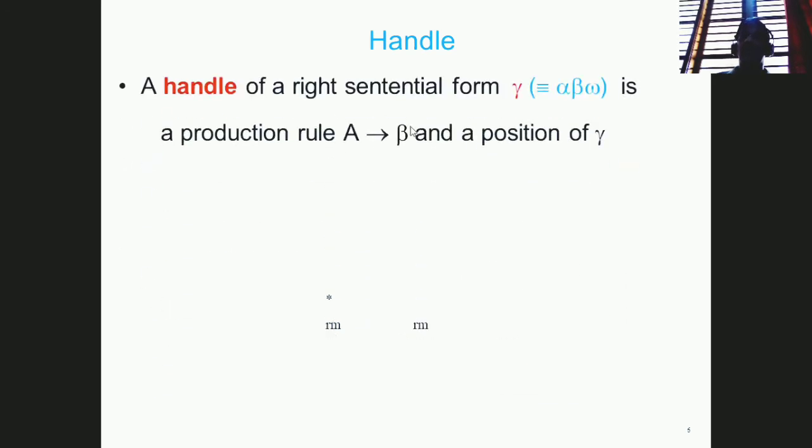So what is a handle actually? If I consider gamma as a right sentential form, and gamma consists of alpha, beta, w, then if I can replace this beta by the left-hand side of its production, that is capital A, I get the previous right sentential form. Then we say that beta is a handle which will be replaced by capital A.